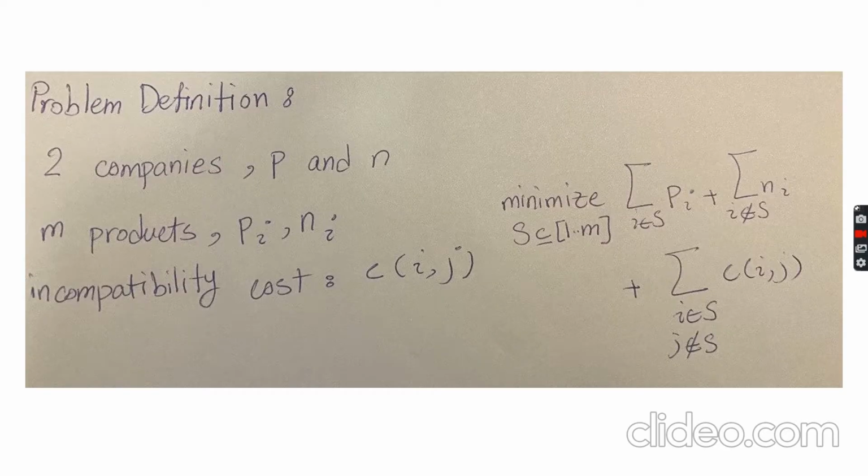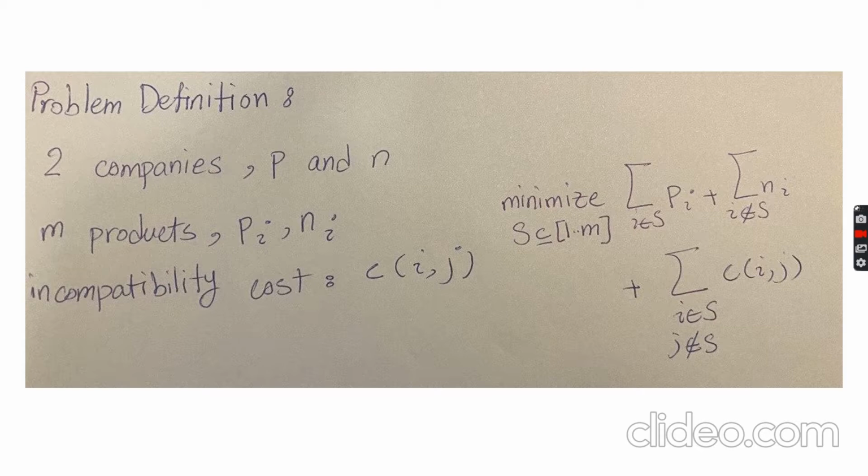Now let's take a look at problem 2. So here's a problem definition. We are given two companies, companies P and N, and assume that they both produce the same products. So there are M different products, and they both produce these products, but in their own version.